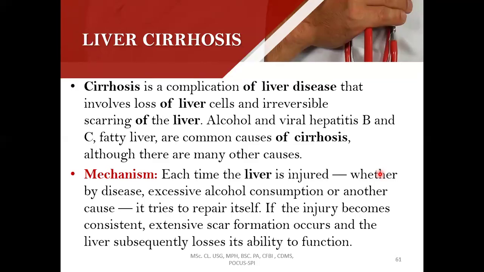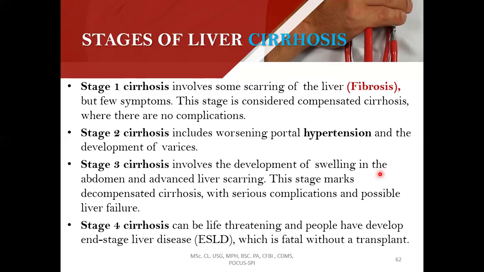Yeah, and we said that we have about 4 types of cirrhosis, or stages. We mentioned stage 1, which involves early fibrosis of the liver, and then we said that stage 1 and 2 are the compensated cirrhosis, meaning that the liver still maintains its synthetic functions.